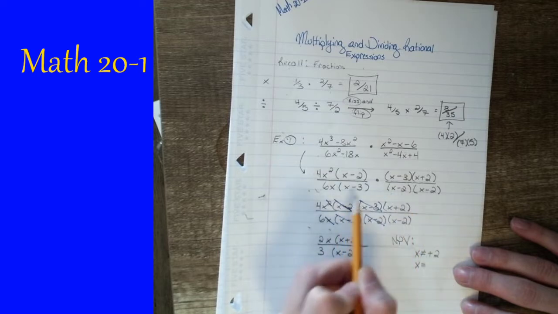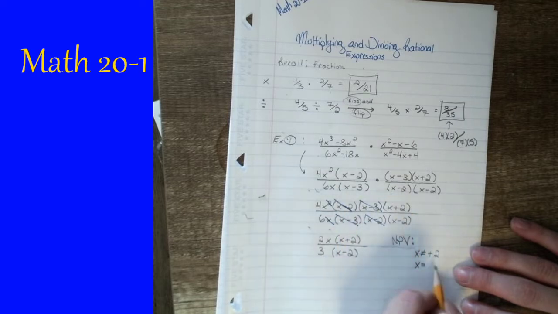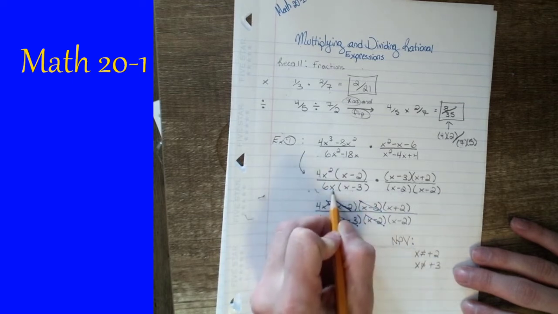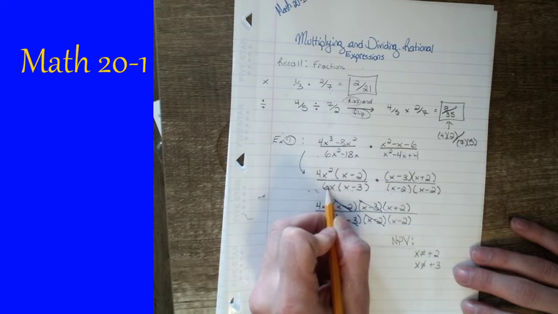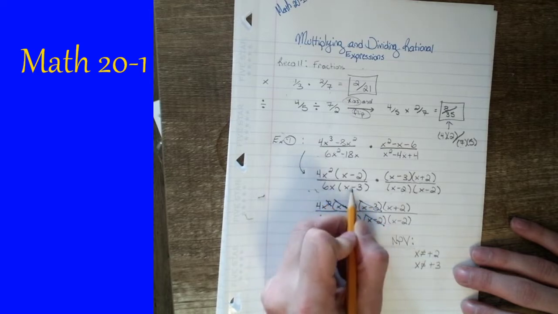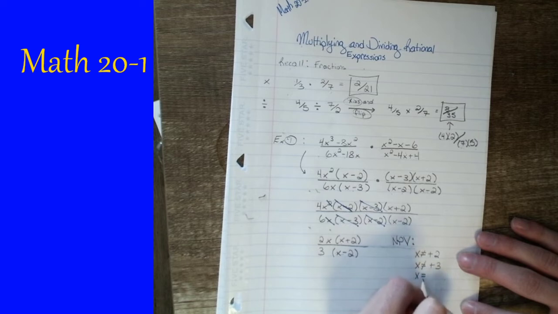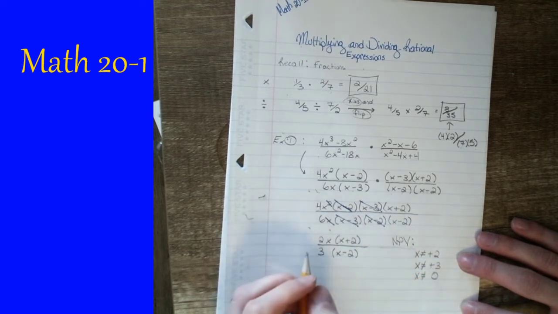covers that. Positive 3 covers this particular expression. And then the thing that would make the whole denominator 0 here is if x were equal to 0. So we have another non-permissible value there of x cannot equal 0.